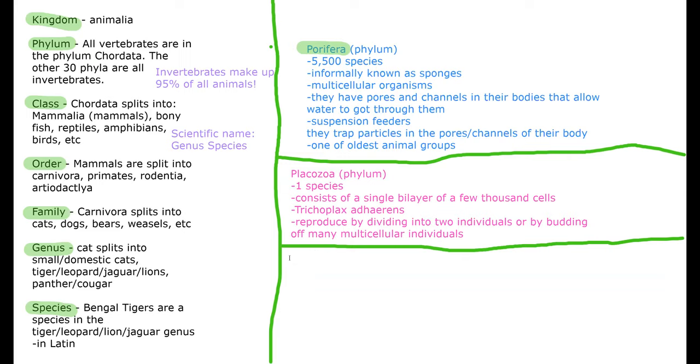So the third type is going to be orange. How about that? We're going to do orange. So the third type is called, anyone want to take a shot at how to pronounce this?